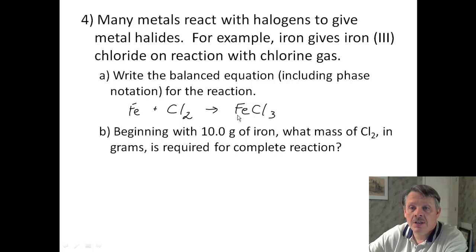Now, it does ask us to put in phase notation. Iron at room temperature is solid. Chlorine at room temperature is a gas. By the way, it told you that right here. And iron 3 chloride, if you look it up on your solubility table, is going to be aqueous.